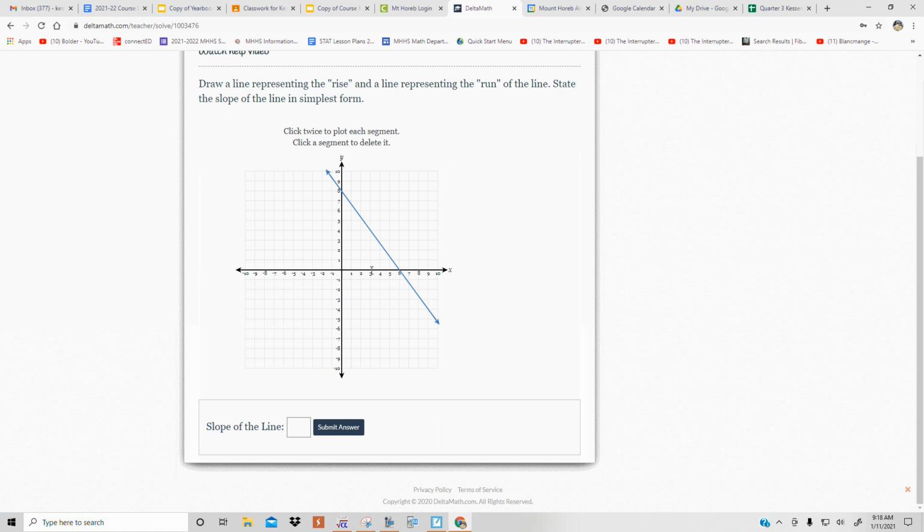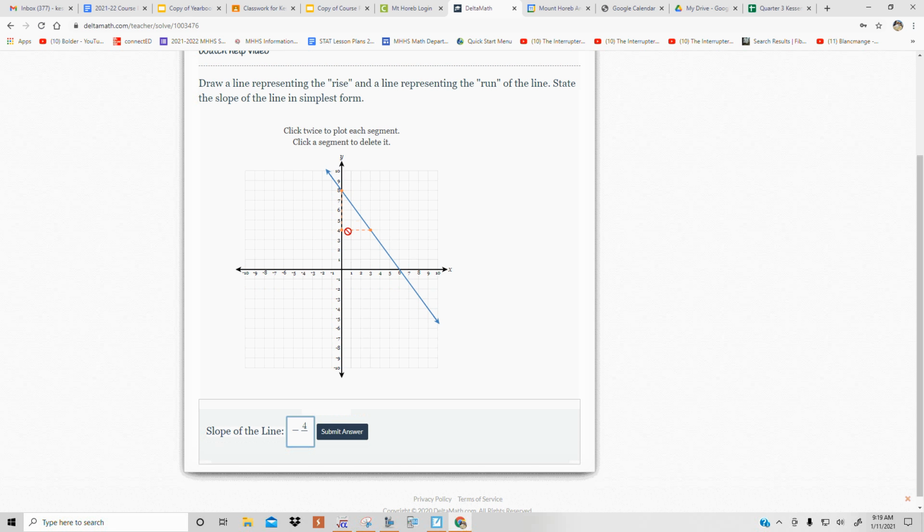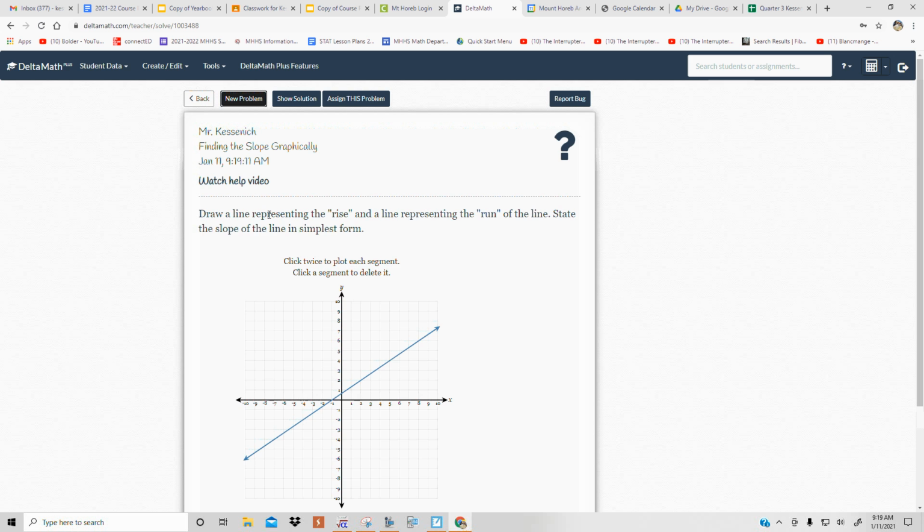Let's try another one for you. Okay. I'm scanning across. Okay, how about I pick that one to this one? So start there. I'm going to come down to here. Click there again and come over to here. So I'm going to go down 1, 2, 3, 4. So I went down 4, but right 1, 2, 3. So -4/3. Okay, I'm not sure if you guys need me to keep doing these.